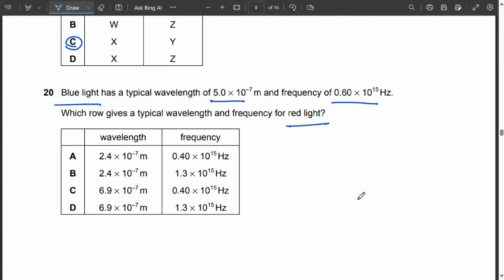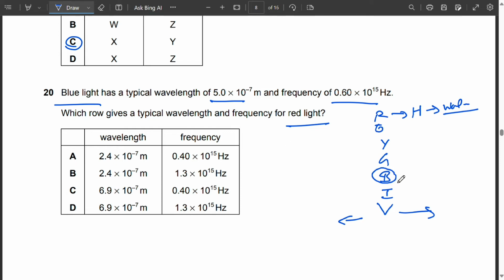Okay, so first of all, you should know VIBGYOR. This is the visible light. Among this, red has the highest wavelength, and violet has the least wavelength. Similarly, violet has the highest frequency and red has the least frequency. So blue wavelength will be less than the wavelength of red. Now they have given blue, which is 5 × 10⁻⁷. So the one which is more than 5 × 10⁻⁷ is either C or D.